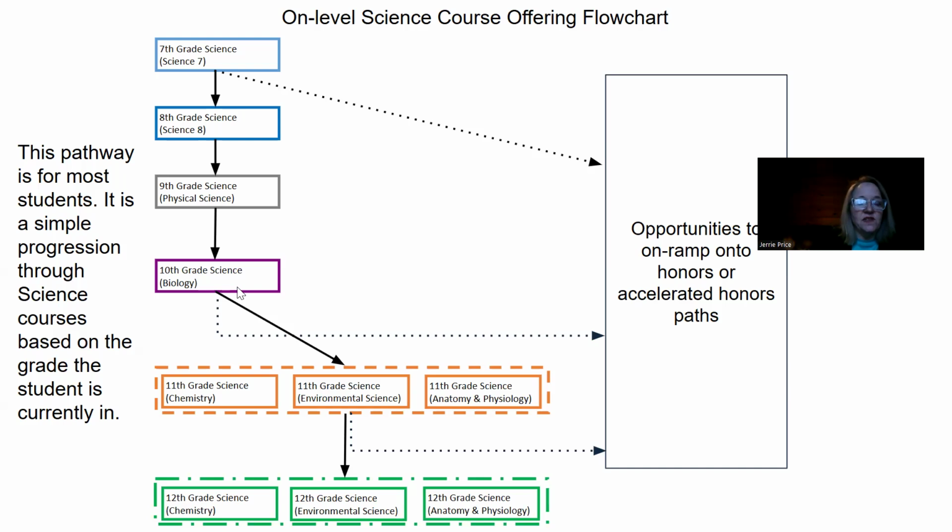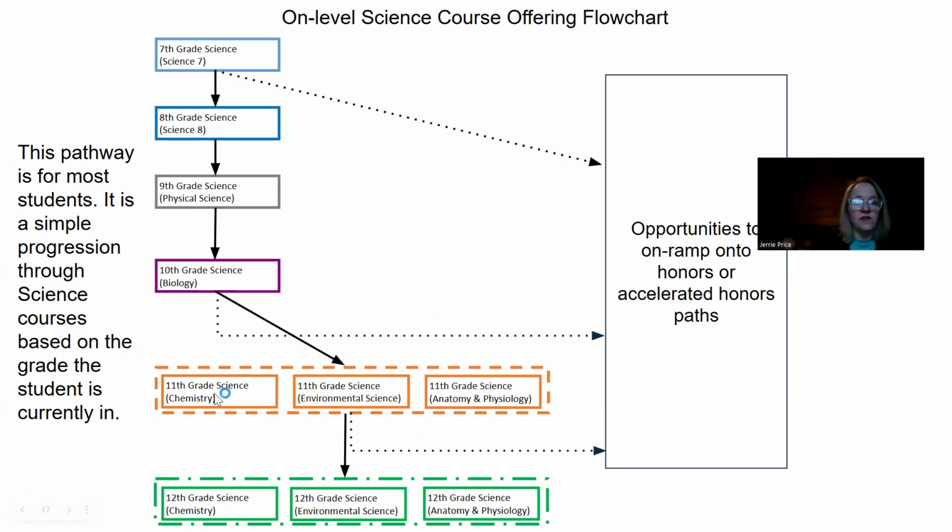In this state of Arkansas, every student must have physical science and biology. Their third science they can choose. They can choose to take chemistry, environmental science, or anatomy and physiology. They can also take a computer science class to complete that third science, and that would work as well.